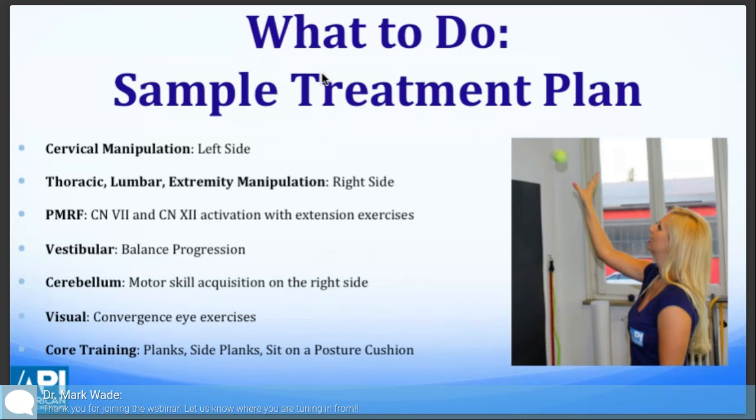And then for the visual system, we're going to work on convergence exercises because I have a divergent eye on the right side. So working on small eye circles to improve convergence. And for core training, the patient would be doing planks, side planks, and sitting on a posture cushion.